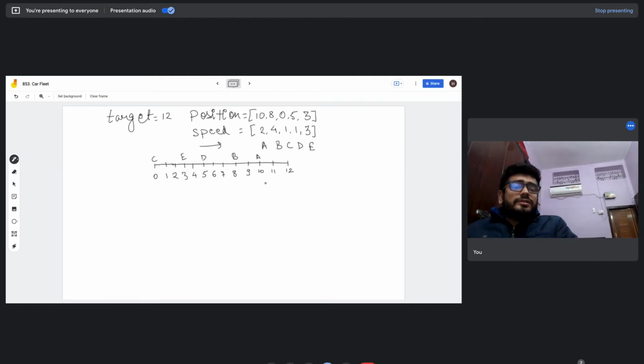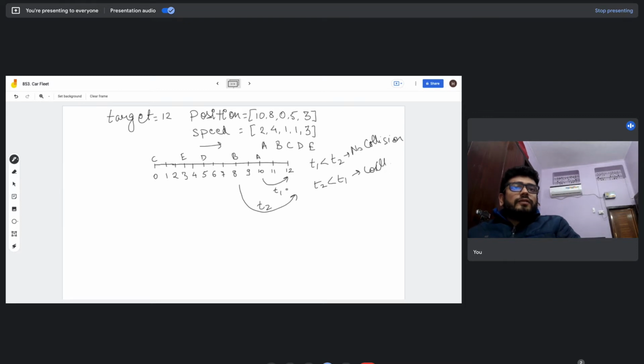Now what we need to see is that if car A takes t1 time, and car B takes t2 time, then in case t1 is less than t2, there won't be any collision, right? There would be no collision. But in case t2 is less than t1, then in that case a collision will happen, right?